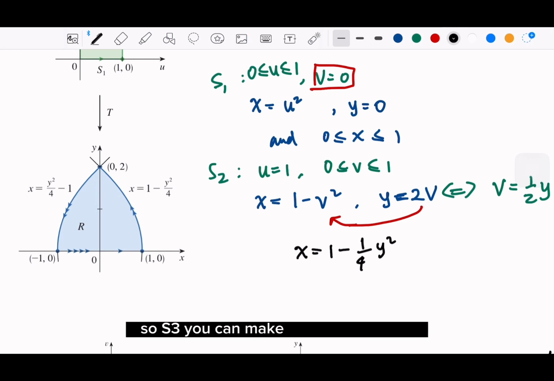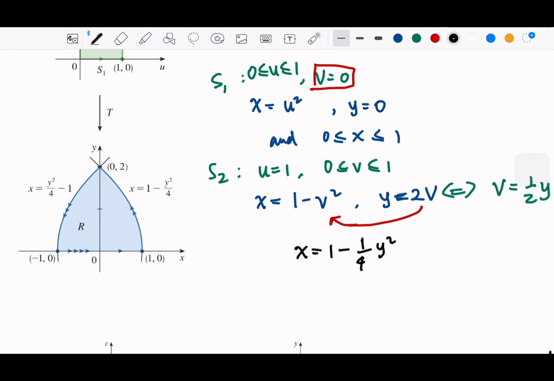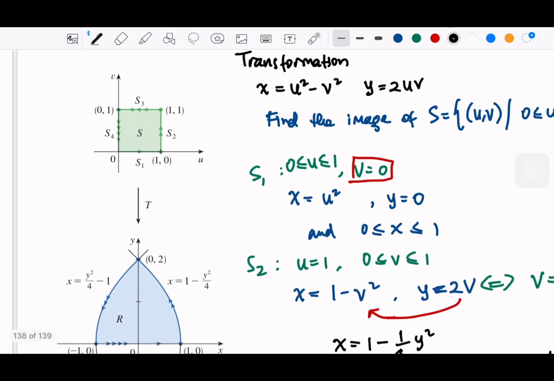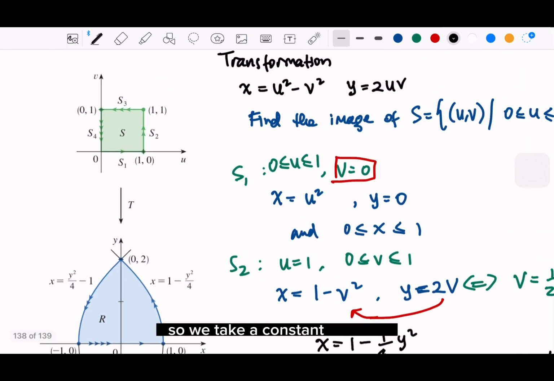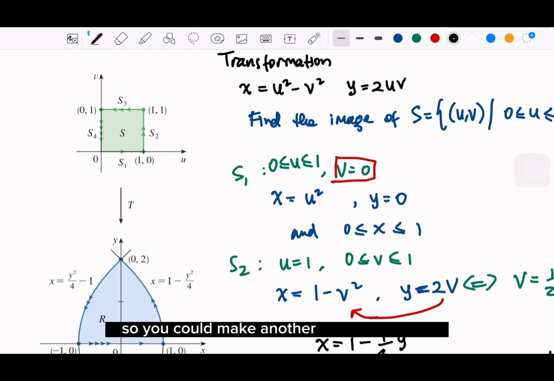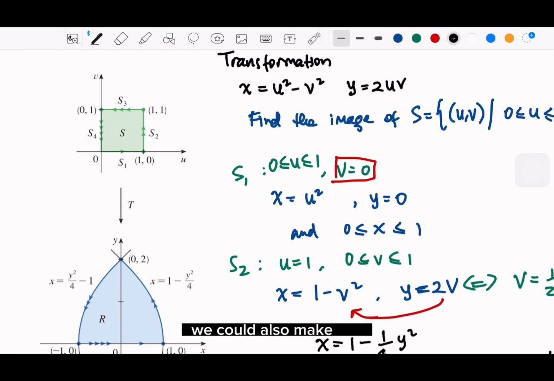So for S3, we take a constant, okay, for V is 1, and then the U is from 1 to 0. Okay, and then S4, the U is constant 0, and this is V. V is from 1 to 0. So you could make another path, okay, to see that we could also make this another parabola and then another line here.